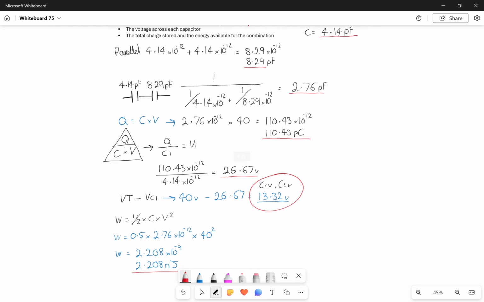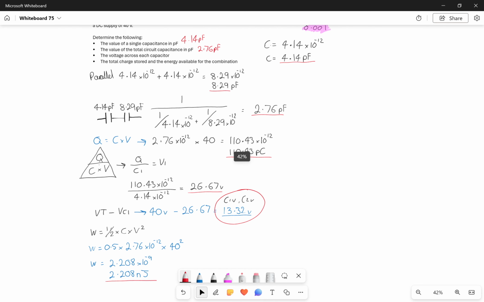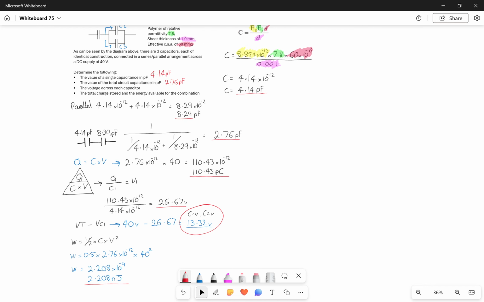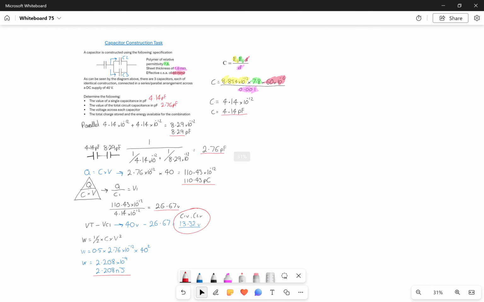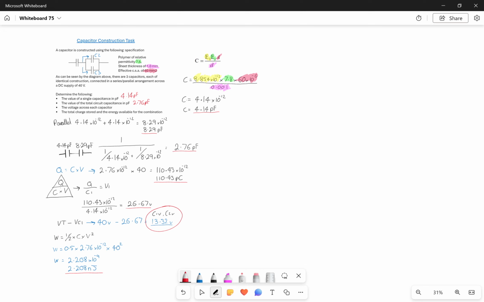So as you can see, there's a fair bit of working out involved in order to solve the whole question. However, if you follow this guide, methodically work your way through, referring back to previous calculations, you should be able to successfully solve any question with similar values to that.